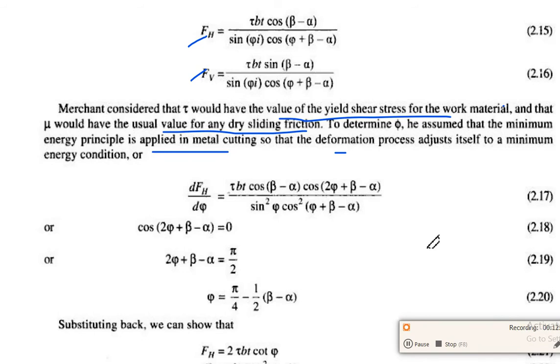Now, if we are taking the minimum energy for considering the metal cutting process, we will get cos of 2 phi plus beta minus alpha, and 2 phi plus beta minus alpha is equal to pi by 2. We can write this because cos of pi by 2 is equal to 0. Now from there we will get the value of phi is equal to pi by 4 minus half beta minus alpha. This will give equation number 2.20.